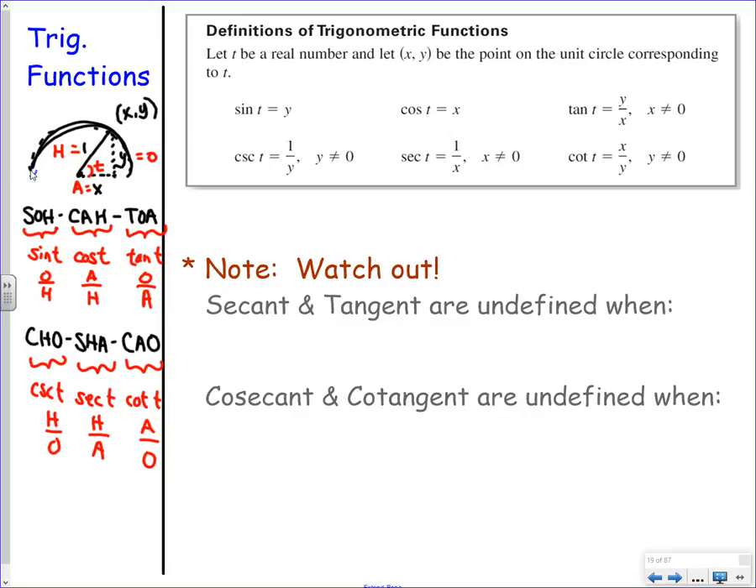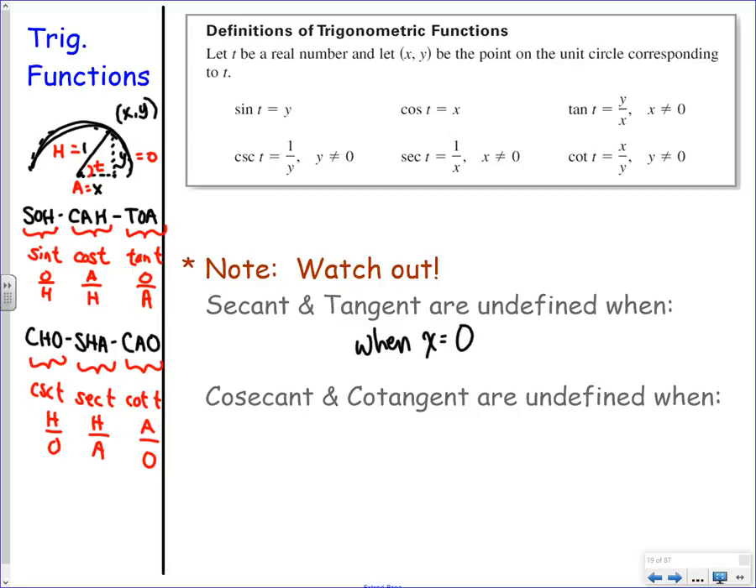And just quick things to pull out from these formulas. Number 1, these 4 functions, secant and tangent, cosecant and cotangent, all have denominators, which means sometimes they will be undefined. Secant and tangent both have the same denominator of x. So whenever you divide by 0, secant and tangent will be undefined when the x is 0.